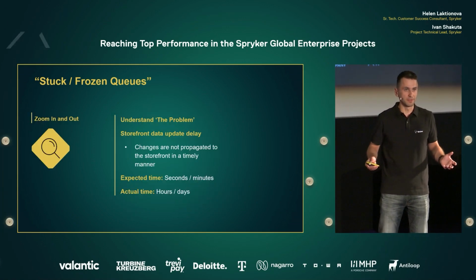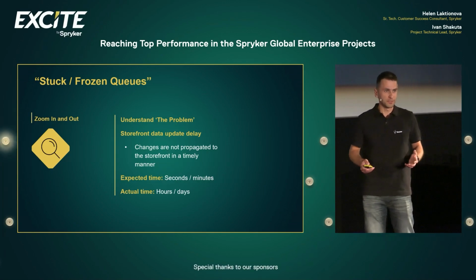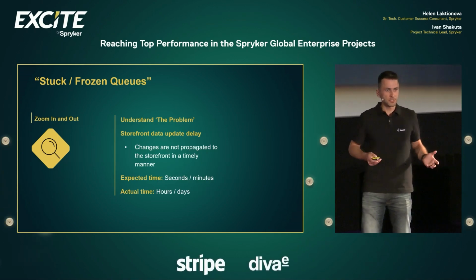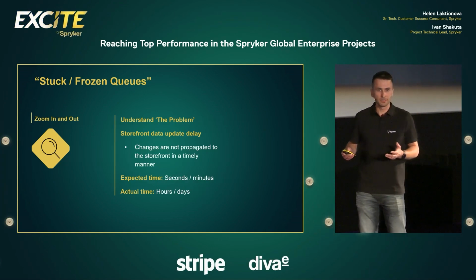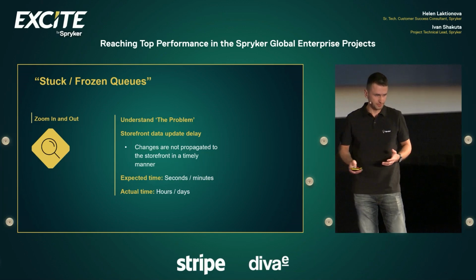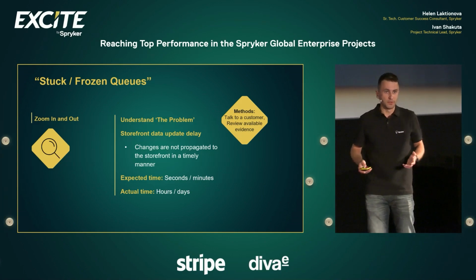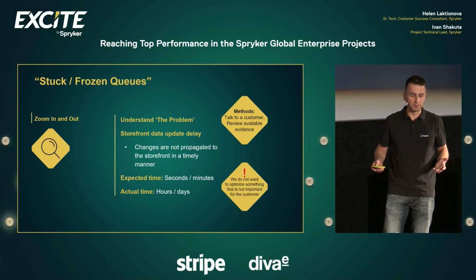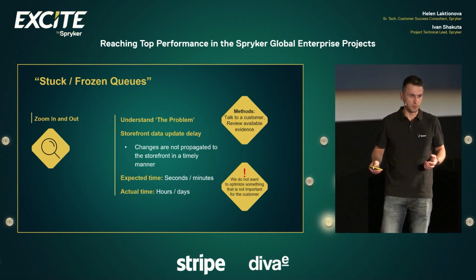The first step, we call it zoom in, zoom out, but in a nutshell, it's understanding what's going on, what the perceived problem is. Usually, it can be translated to: changes introduced from data import or manual backend changes are not propagated to the storefront rapidly. It can be hours or days, but we want it in minutes. As for methods, we can ask people, we can look into system behavior. But the important thing is that we should not optimize something that is not important for the business.